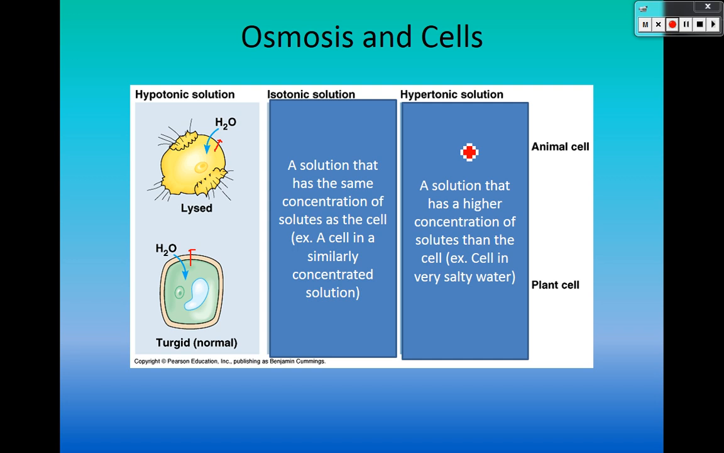Now on the flip side, we have a hypertonic solution. So hyper means more than, right? If you're feeling hyper, you have more than enough energy. So that's when the solution has a higher concentration of solutes than the cell. So for example, a cell in very, very salty water, which is why you don't want to drink a lot of salt water if you're feeling really thirsty, right?